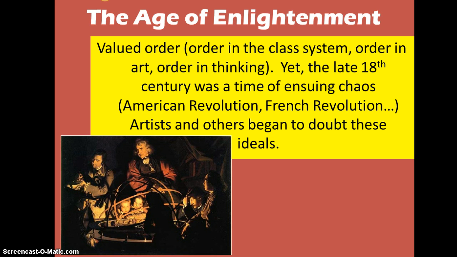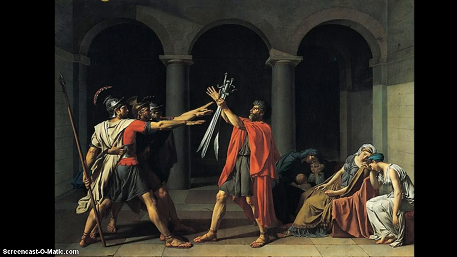But the reason that we started to see this reaction is because the late 18th century was a time of chaos. We have the American Revolution, the French Revolution, people are starving, and so many artists and others believed that these ideals of the Enlightenment were no longer what should be the ruling ideas. So let's look at an example of a piece of art that would have been Enlightenment art.